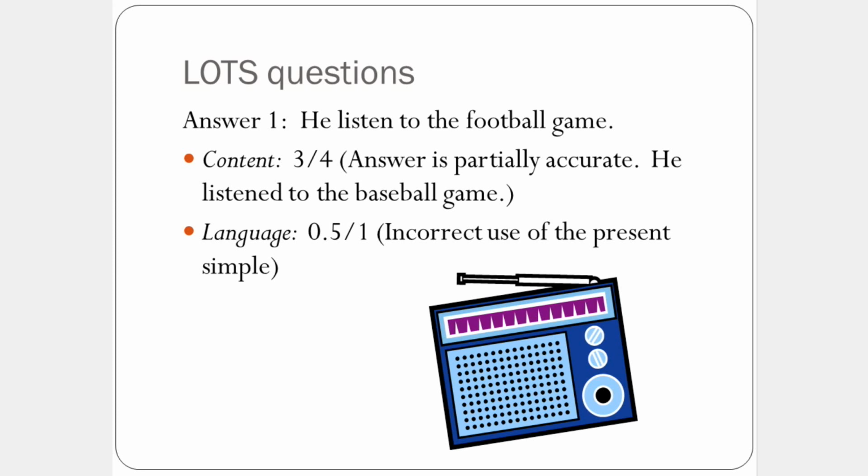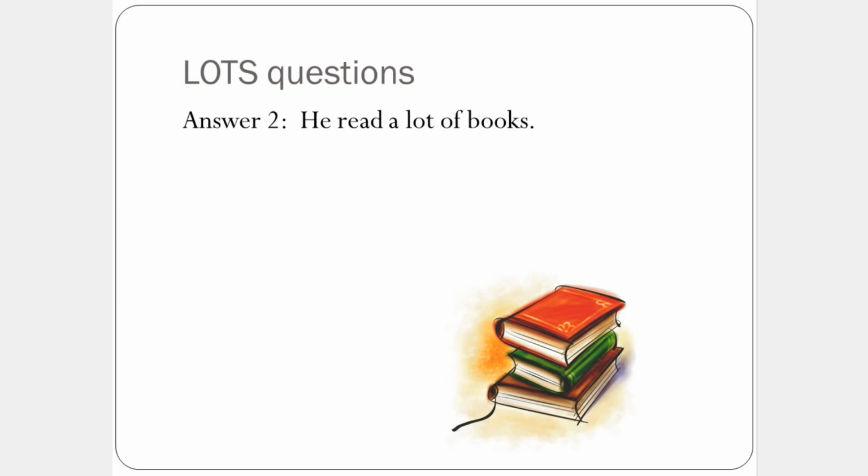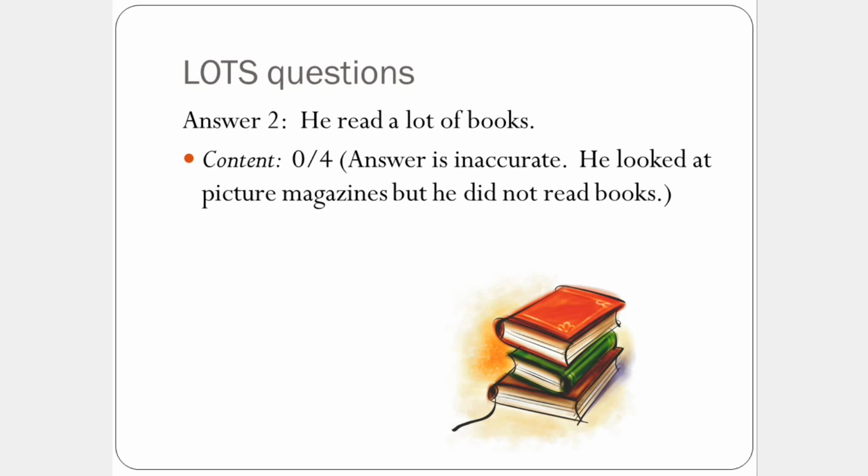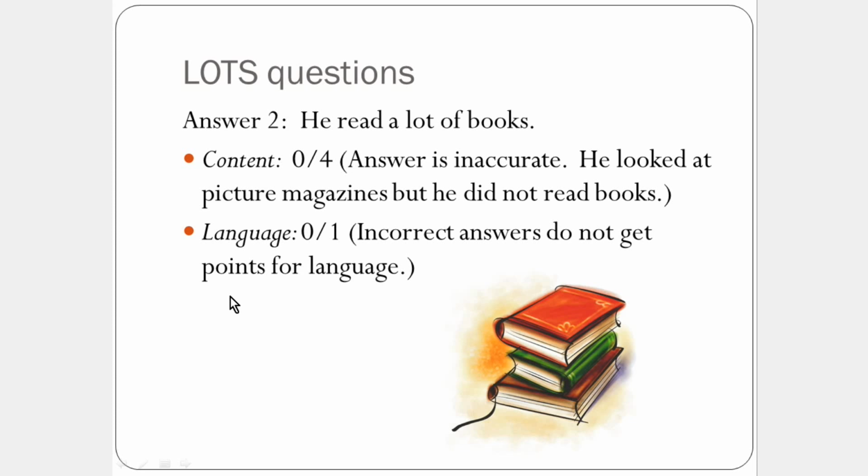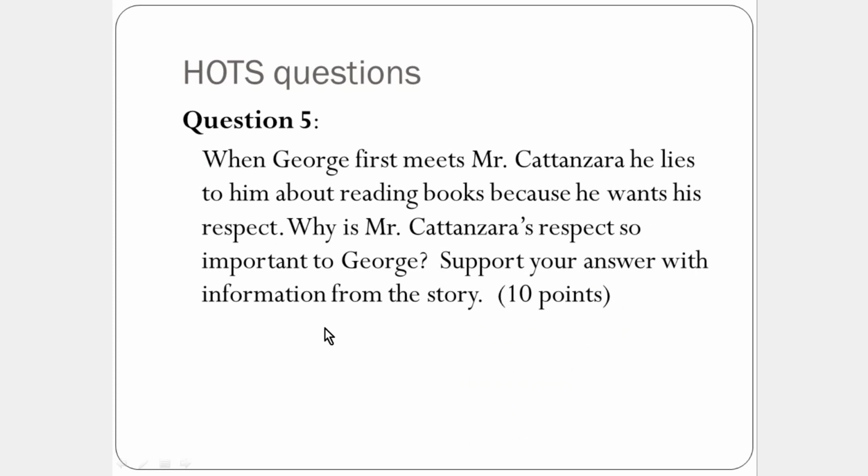The language got only half a point for, again, the incorrect use of the present simple, for a total of 3.5 points. The second answer was, "He read a lot of books." So this answer is not right at all. He looked at picture magazines, he read the World Almanac, however, he did not read a lot of books. The language is fine, but they don't get points for language, so this answer received a total of 0 points.